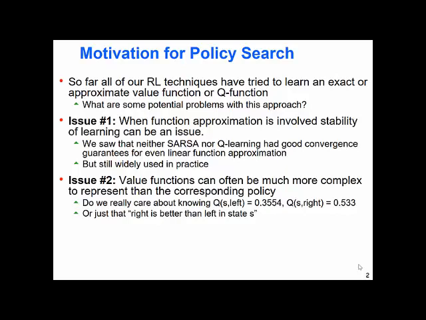Do we really care that the Q value for going left is 0.3554 versus going right is 0.533? We probably don't care about that. We really care about which one is larger, right, at the end of the day, if we're just using this to get a policy. And so learning the precise values of all the actions and all the states may be overkill in some sense. And it may also require that you have a more complex function approximation architecture than you would need to represent the policy itself.